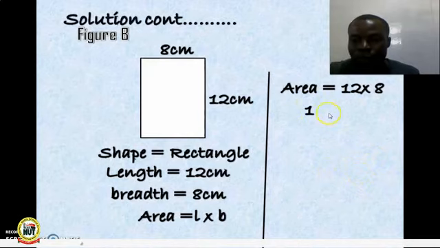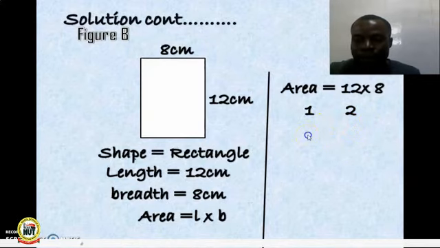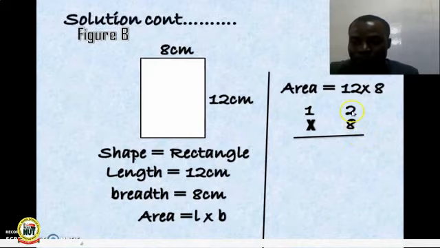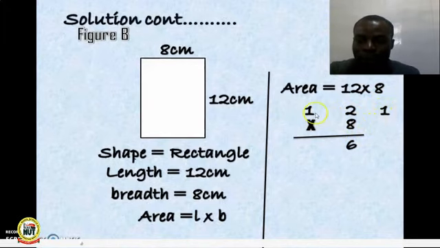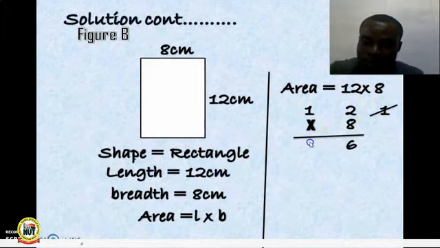We can put our 12 here, space the numbers so I'll be able to solve properly, then the multiplication sign, then 8. 8 multiplied by 2 will give us 16, so we write 6 and carry 1. 8 multiplied by 1 is 8, plus this 1. 8 plus 1 is 9. So we write our 9 here.